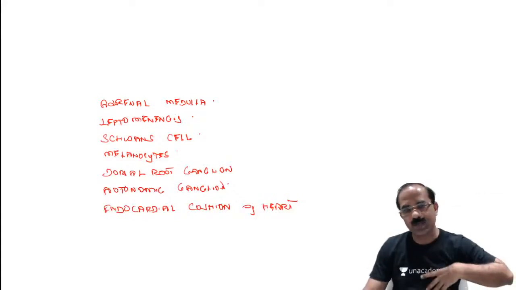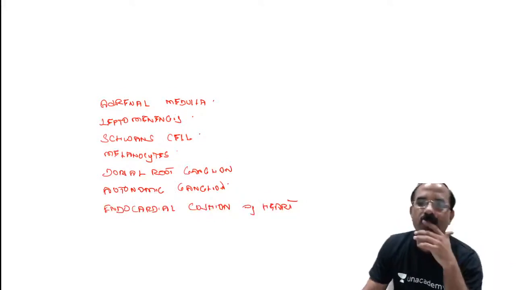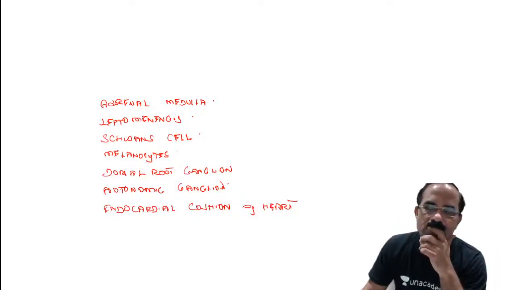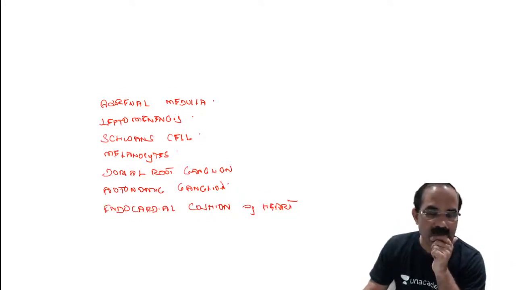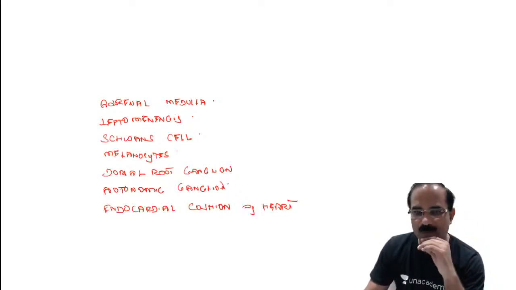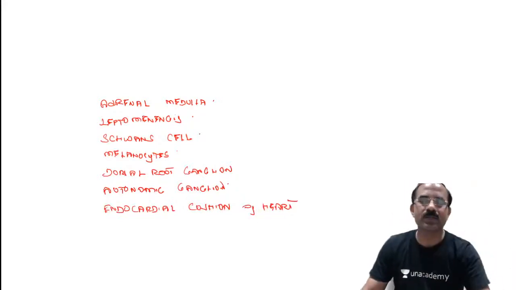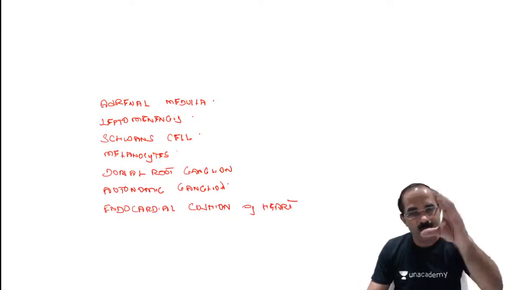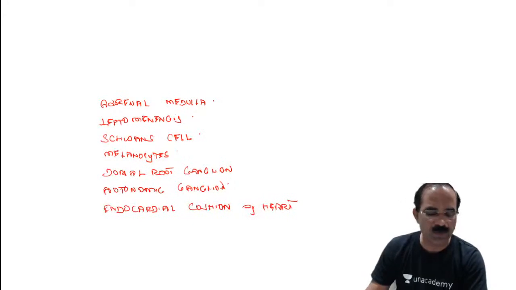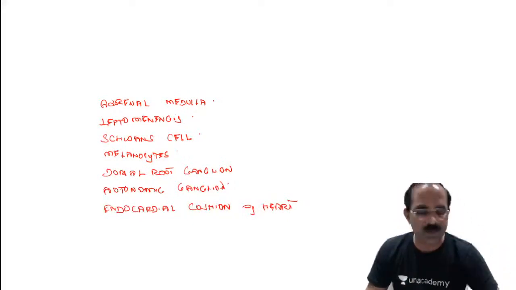Defect of which? Okay, you tell me. Can you answer? Defects of the interatrial and interventricular septum. Okay, interatrial and interventricular septal defects occur if the endocardial cushion of the heart is not formed. Atrial septal defect and interventricular septal defects occur.